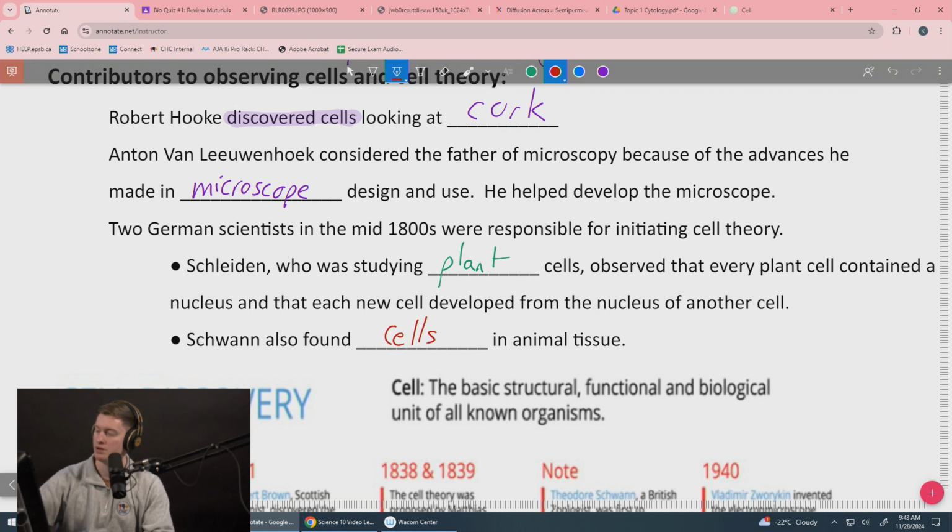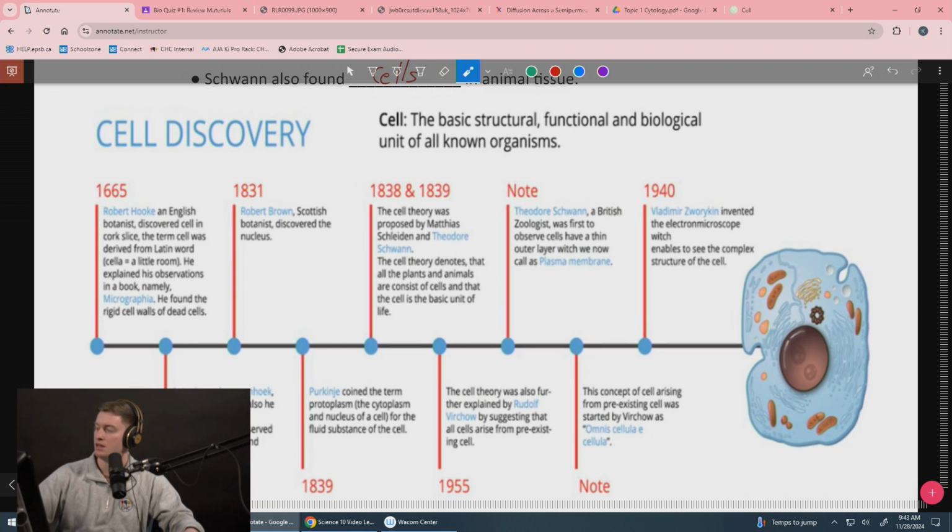So Robert Hooke was looking at cells in plants. So was Schleiden looking at cells in plants. Schwann found cells in animals. So now both of these have cells. Cells are the basic structural, functional, and biological unit of all known organisms.